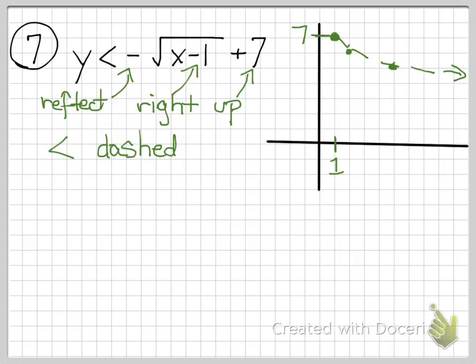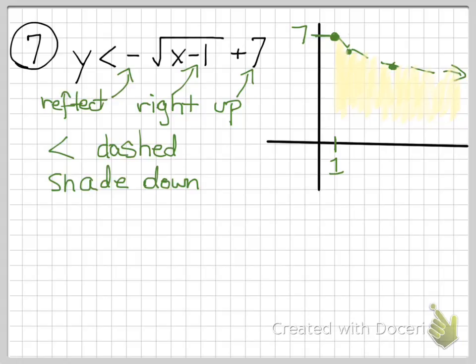And now which way do we shade? Yes, it's a less than, so we shade down. Okay. Remember, with the square roots, you have to stop where the function stops. So when we shade down, we only shade directly underneath the function.